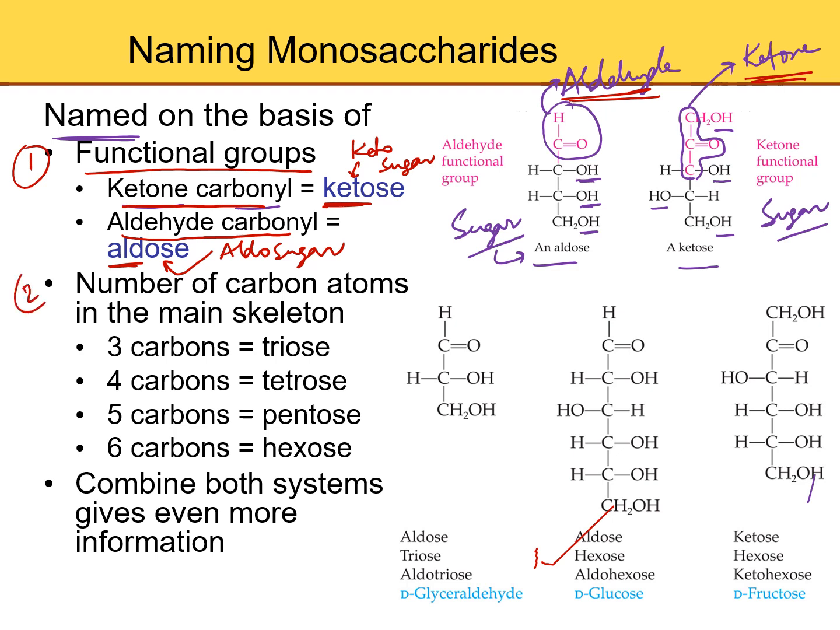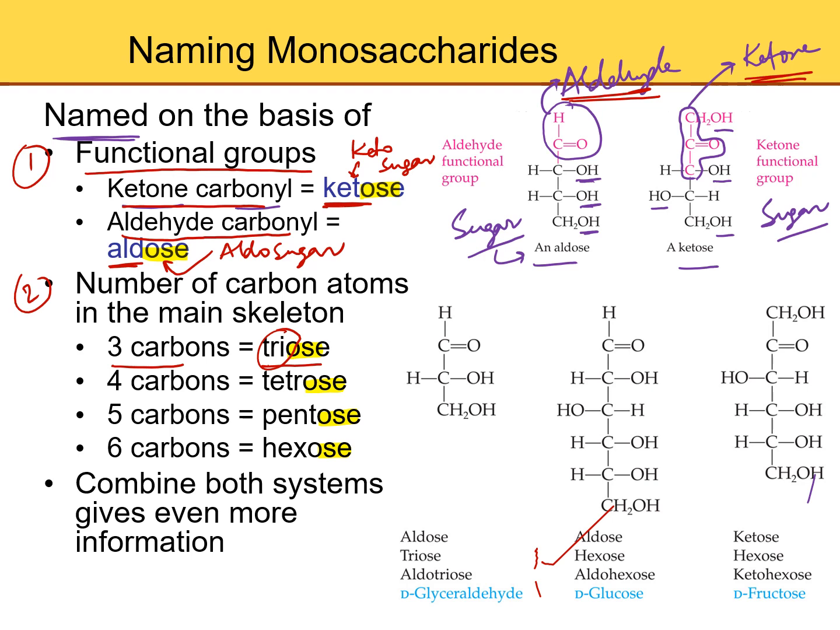The other way of naming them is by the number of carbon atoms, how many carbons you have. If you have 3 carbons, we call it a triose. And again, the OSE ending is always added to carbohydrate names, like glucose and sucrose. So the OSE ending is really good to keep in mind.